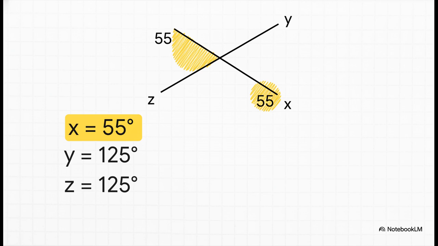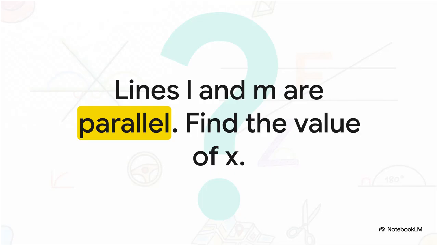Angle x is directly opposite that 55-degree angle, so it has to be 55 degrees too. They're vertically opposite. Now, angle y sits on a straight line with the 55-degree angle, making them a linear pair. So we do 180 minus 55, which gives us 125 degrees for y. And finally, z is vertically opposite y, so z is also 125. How'd you do?